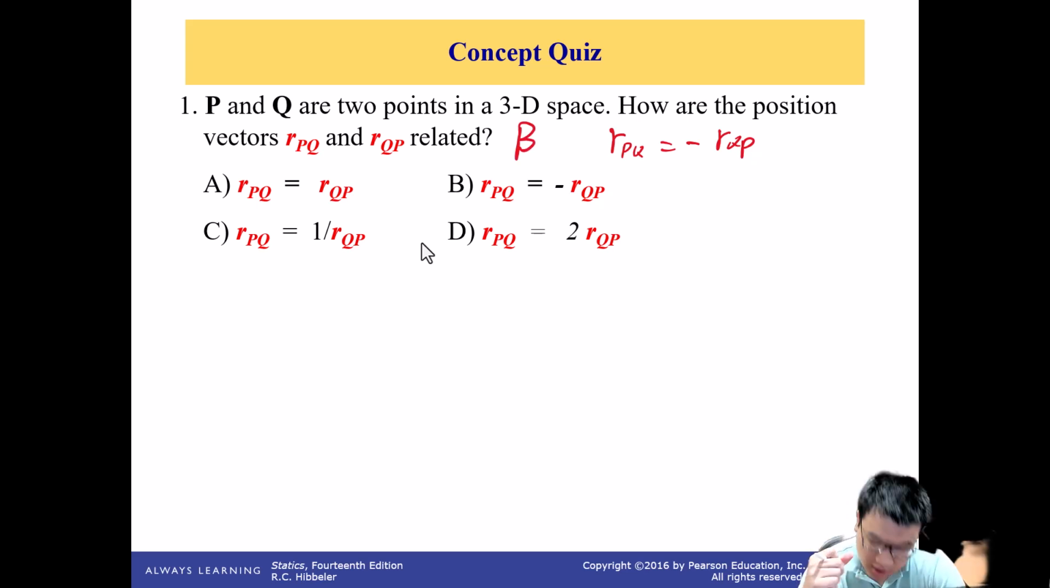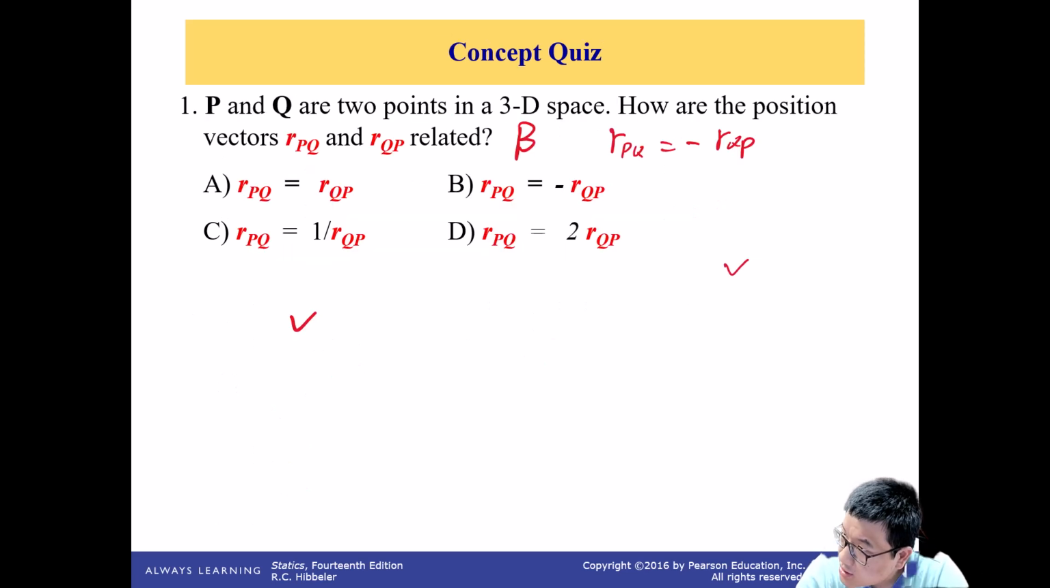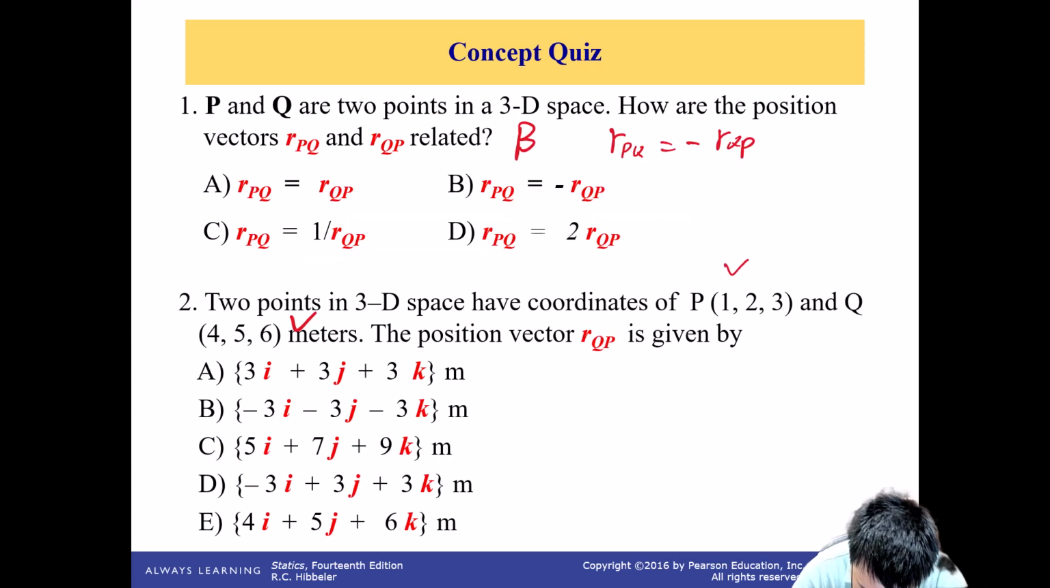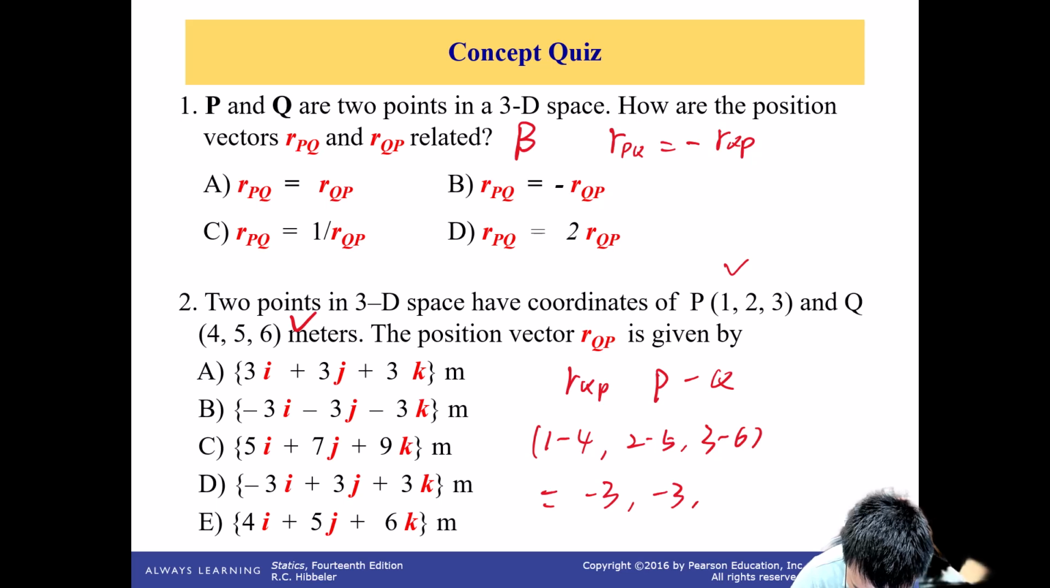Okay, the last question. We have two points in 3D space with coordinates P and Q. The position vector RQP is given by: if we go back, RPQ is the coordinate of Q minus P, so RQP will be the coordinate of P minus Q, which means it will be 1 minus 4, 2 minus 5, and 3 minus 6, to become minus 3, minus 3, minus 3. So the answer will be B.